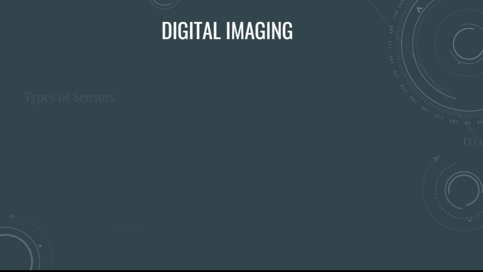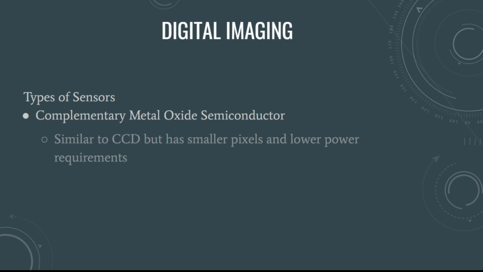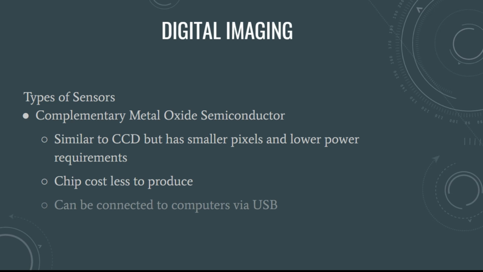The next type of sensor is called a complementary metal oxide semiconductor. It's similar to a CCD, but it does have smaller pixels, so it has a lower power requirement. The type of chip that's inside the CMOS costs less to produce than the CCD, and it can be connected to the computer directly via a USB.